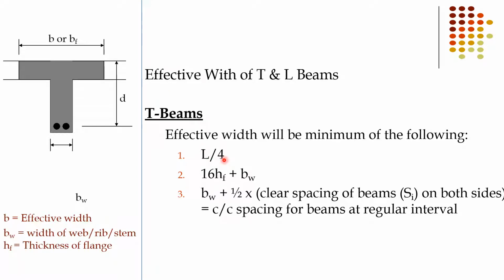The first criterion is L by 4, the span of the beam divided by 4. Second criterion, 16 times hf, the height of the flange, plus bw, the width of the web. The third criterion, bw, the width of the web, plus half the clear spacing to the adjacent beam on both sides. That is, the slab will project toward this side and also toward the left side. We will calculate the span length on this side and this side, take half from each side of the slab, and this portion will be counted as b.